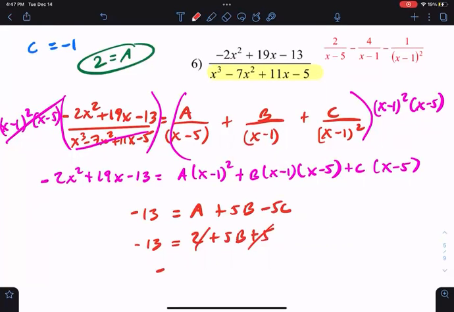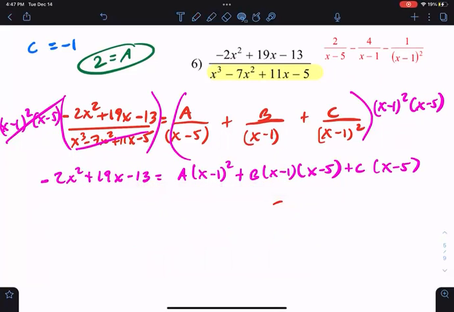Let's see what's wrong here. Let me double check again. So we said that x equals 0, right? So if x equals 0, that's going to be a for this one, because negative 1 squared is 1. 1 times a is a. If this is 0 and this is 0, that's going to be 5b. And if this is 0, this is going to be negative 5c. And if this is 0, this disappears, so this is negative 13.